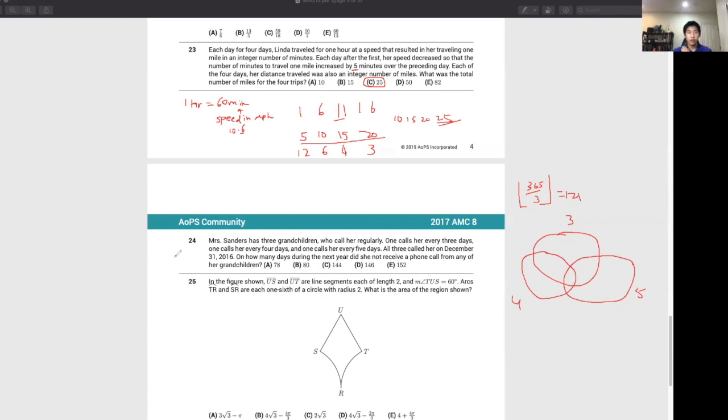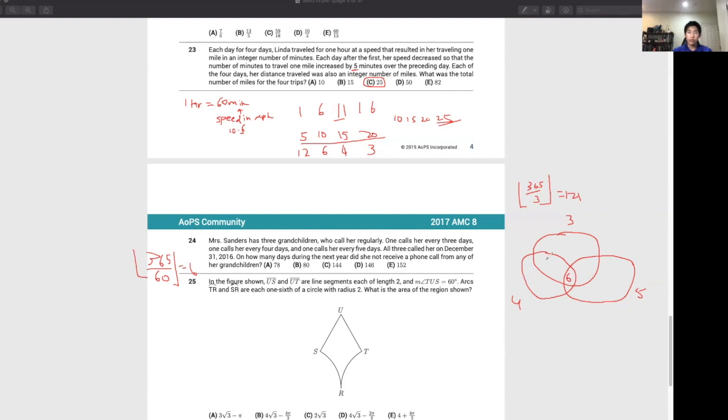For that, we need to do 365 divided by the least common multiple of 3, 4, and 5, because that's going to be the days where all 3 of them call. And since 3, 4, and 5 are relatively prime, meaning they share no common factors other than 1, we can just multiply them. 3 times 4 times 5 is 60. So every 60 days, all 3 grandchildren will call together. And the total number of days that happens is 365 divided by 60, rounded down. And that's equal to 6. So we have that our middle section here is equal to 6.